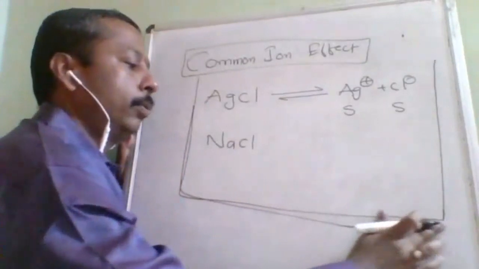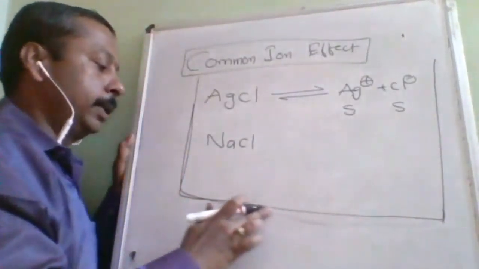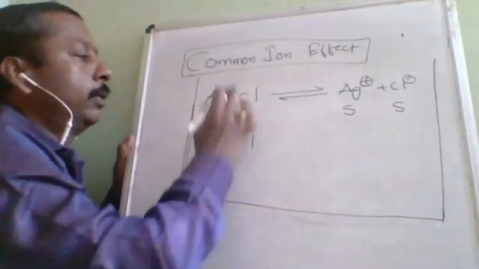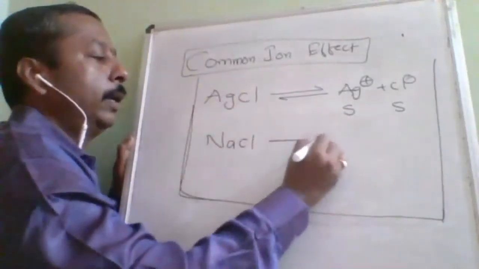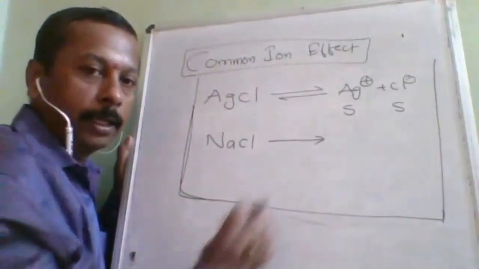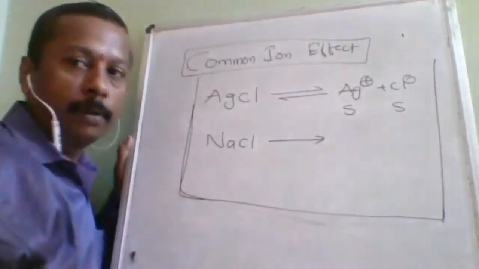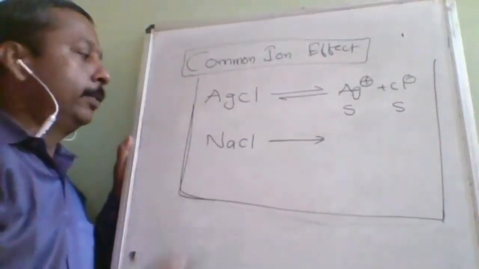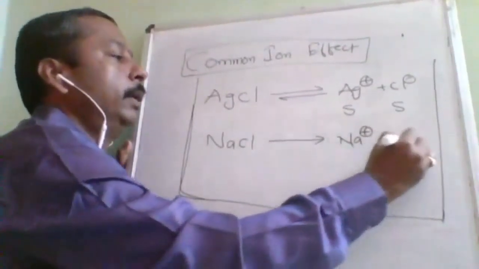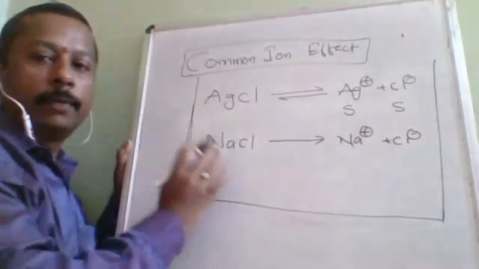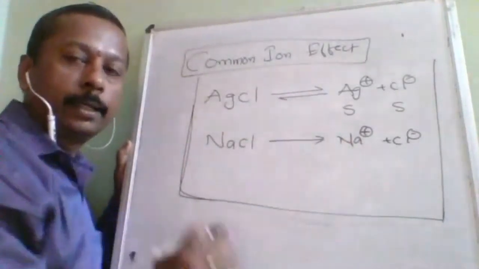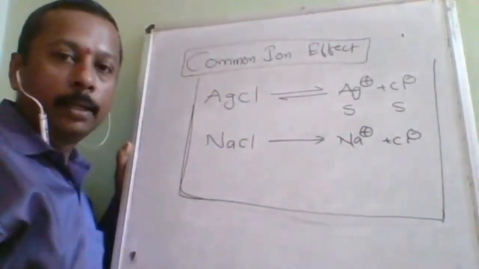Same effect is shown by the substance which contains at least one common ion. Okay, so here the common ion is Cl. Here I will put an arrow. The arrow is of great importance here. Here I cannot use the equilibrium constant formula. So NaCl gives Na positive plus Cl minus. Now whatever the concentration, it will be completely reflected on the right side.